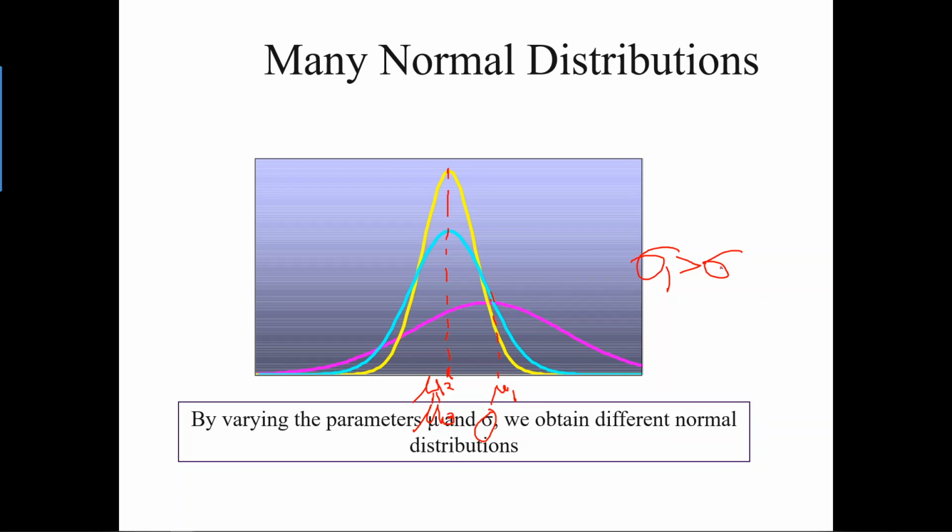So therefore, it's larger than sigma 3. So we use sigma 3 to represent the blue. And then that is larger than sigma 2, which represents the yellow curve. So you can see we have different sigma and mu, and we end up with different curves.